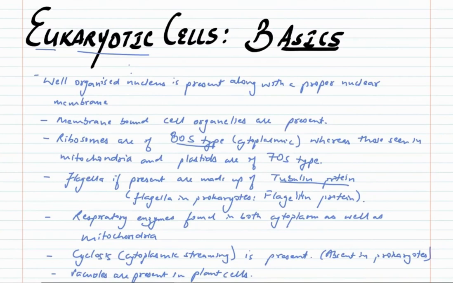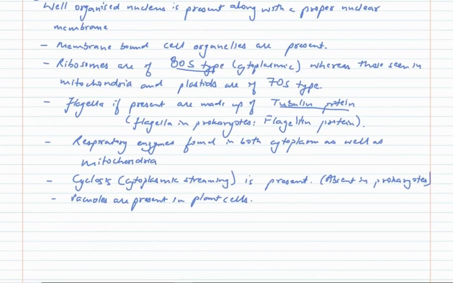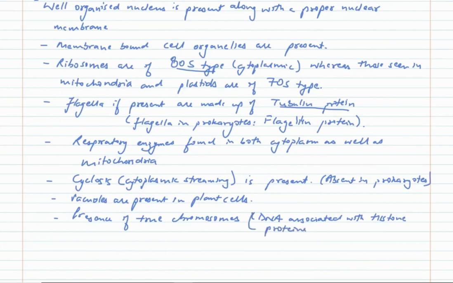Furthermore, the eukaryotic cells show the presence of true chromosomes, which are formed by condensation of the chromatin material during the dividing stage of the cell. Why are they known as true chromosomes? Because DNA here is associated with histone proteins.